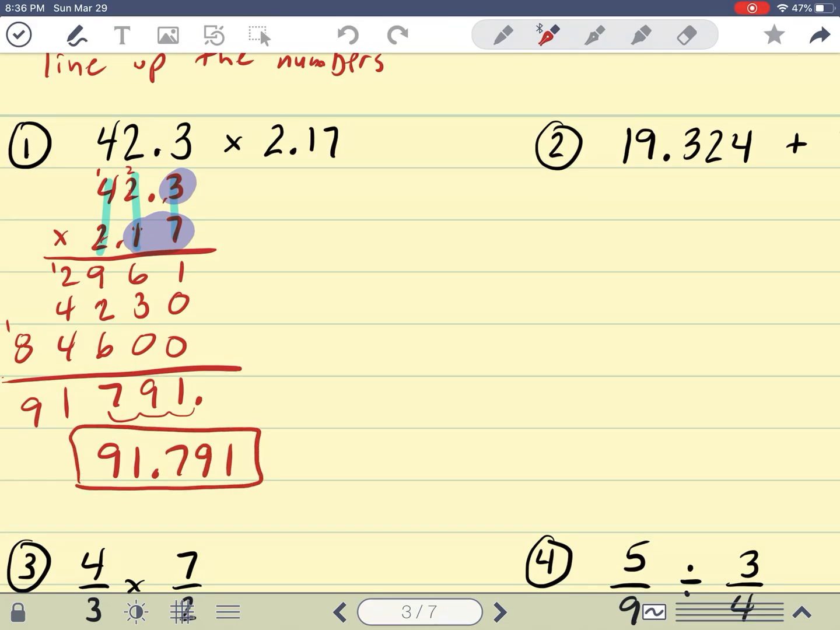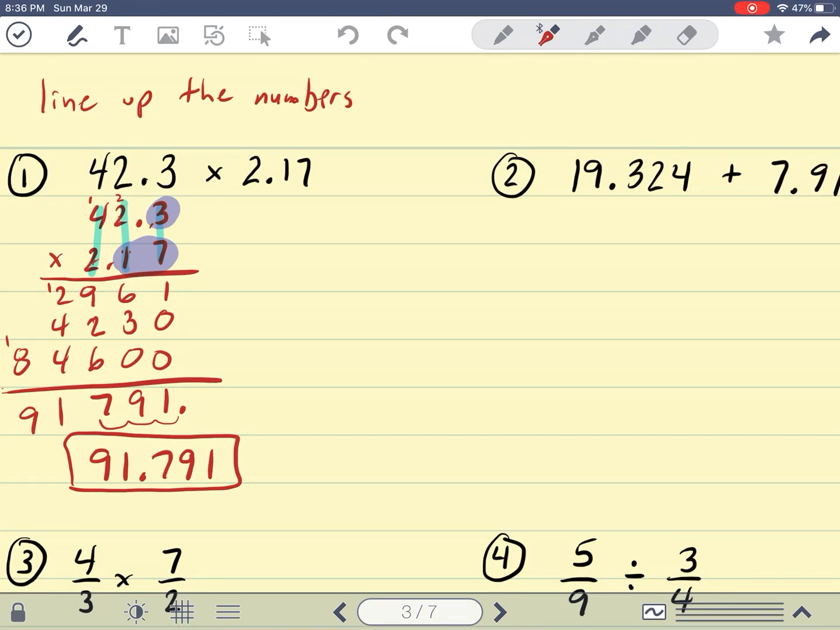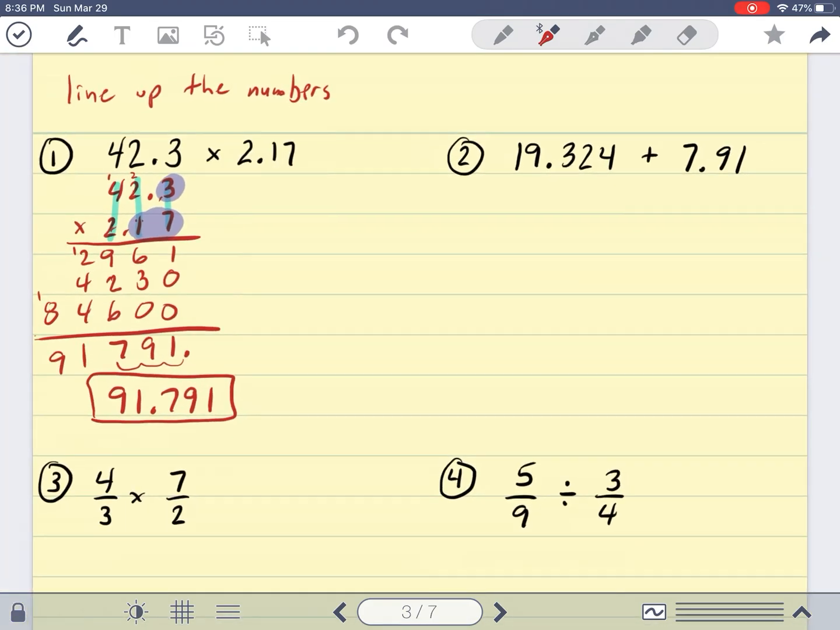Yes, I did that very quickly because you know how to multiply. I'm reminding you that you line up the numbers when you multiply. Okay, when you add, I'm going very quickly, I know, because we've been working on this since the last week of August. So when you add, you're going to line up the decimals. Boy, I'm having a hard time writing today. Okay, hadn't written it a whole lot lately on the iPad. So now we're going to line up our decimals.